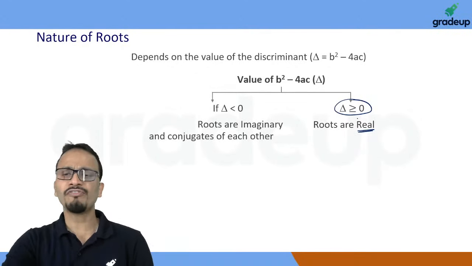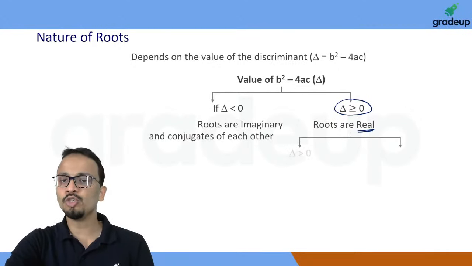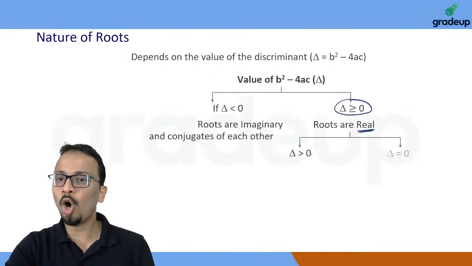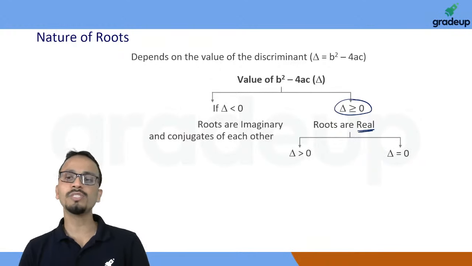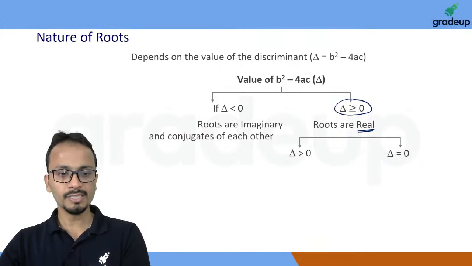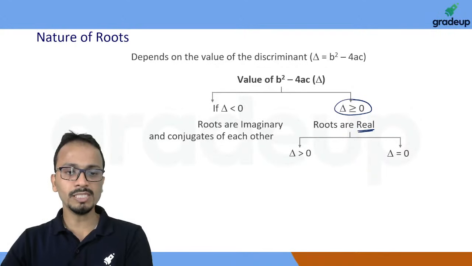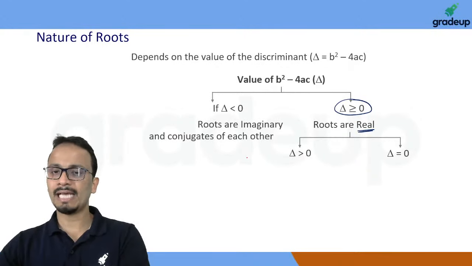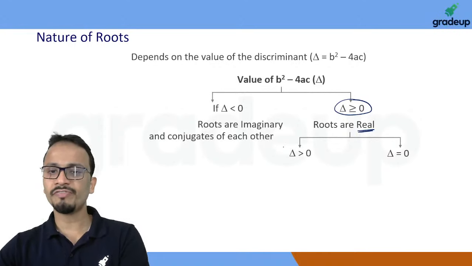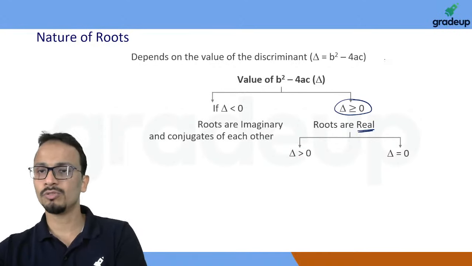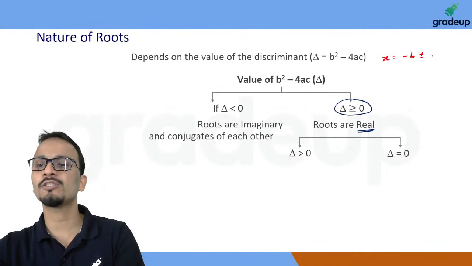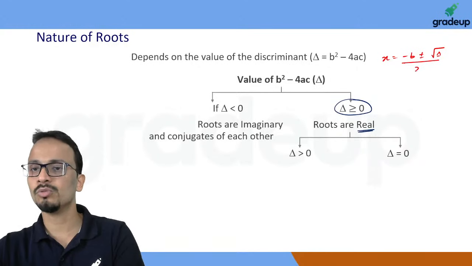Now further, this particular thing is divided in two parts: if it is greater than 0 or if it is equal to 0. Let's have a look at both these things one by one by taking a simple example. So if delta is greater than 0, the value of x is minus b plus minus under root delta, whole divided by 2a.